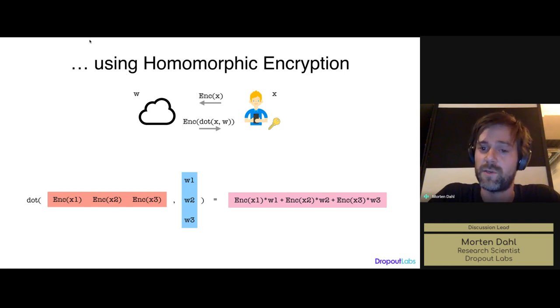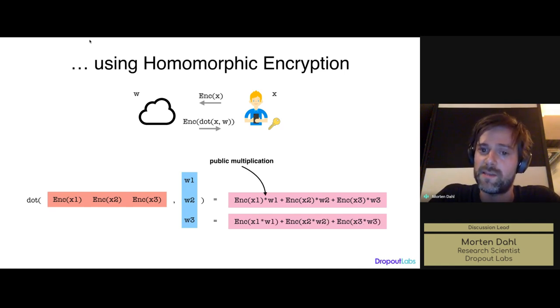But for some encryption schemes, we can do this. The first operation we have is that we want to be able to do a public multiplication. So we want to take a ciphertext, an encryption of X1 in this case, and somehow manipulate it using W1 to give a ciphertext of X1 times W1. If we can do that, then we say that the encryption scheme allows us to do a public multiplication.